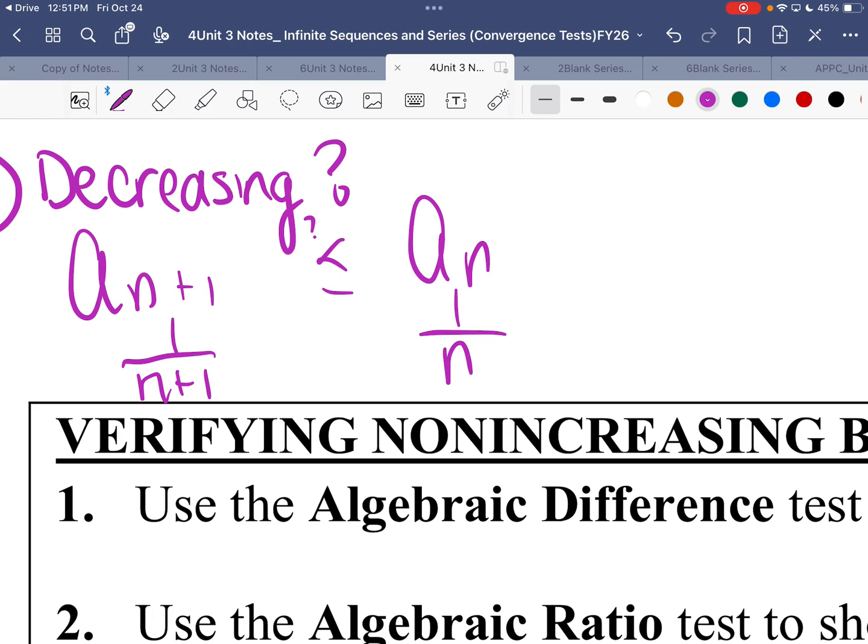All right, when we're comparing 1 over n plus 1 and 1 over n, the denominator on the left one is bigger, right? So then the entire fraction would be what? Smaller. So compare denominators. Doing the algebraic difference is easy when the numerators are the same. When the numerators are different, then you want to do the algebraic ratio thing.